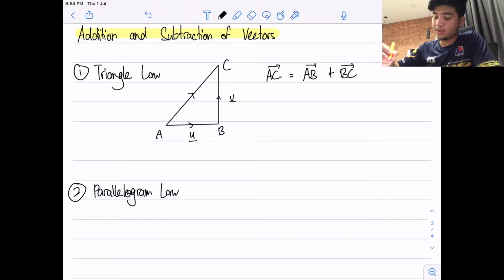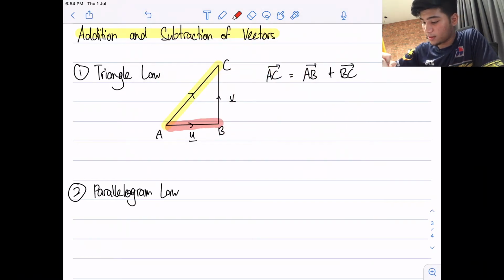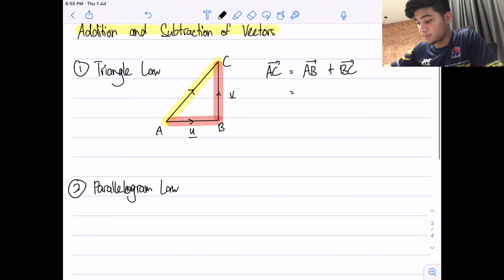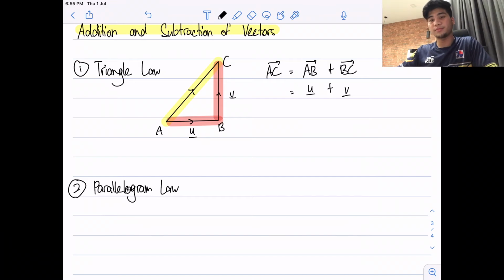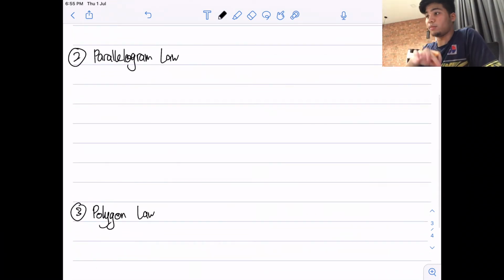That means going from A to C is the same thing as going from A to B then B to C. That's how vectors usually work. It's like adding, but you'll still end up at the same spot. So in this case, vector AC would equal vector U plus vector V. Alright, so the next law we're going to look at is the parallelogram law.